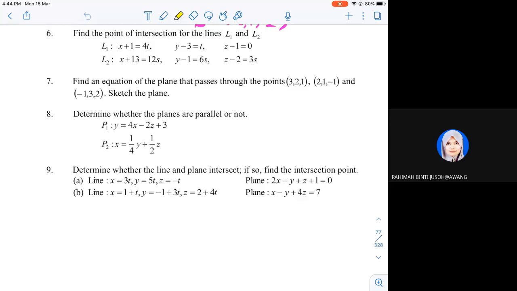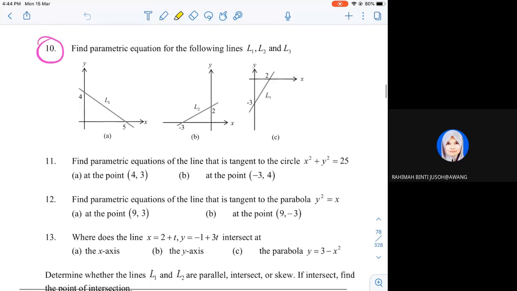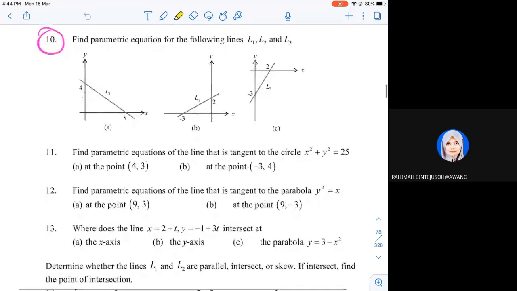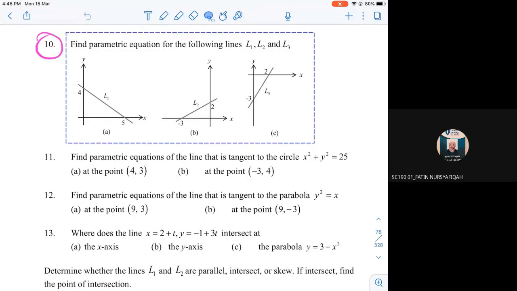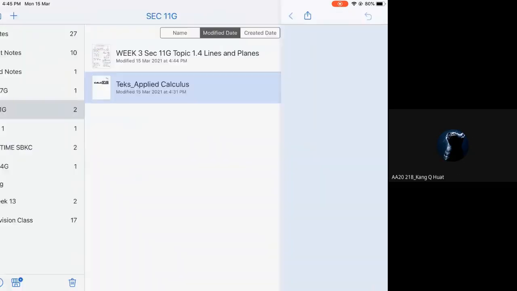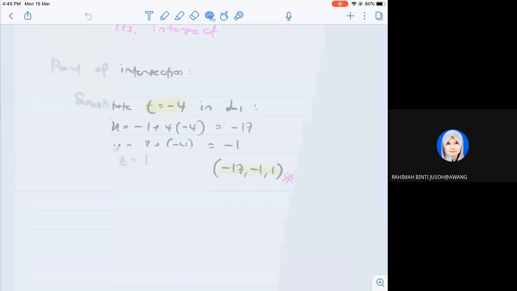Next, find the equation of a plane that, okay, this is a plane already. We go to the next question. Later I will go to the equation of a plane; I want to go one by one. Okay, this is still a line. Pick which one? A, B, C. You want to choose question number 10, A, B or C? One question. C. C or B? C. C is a bit harder because it's negative. Okay, let's do C.